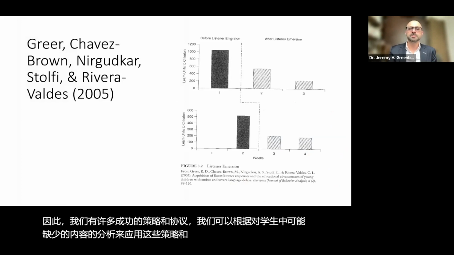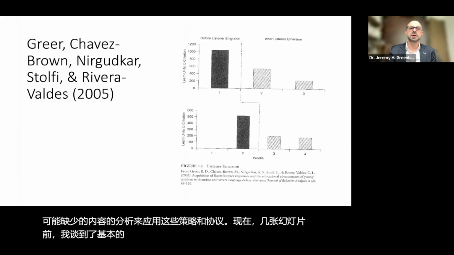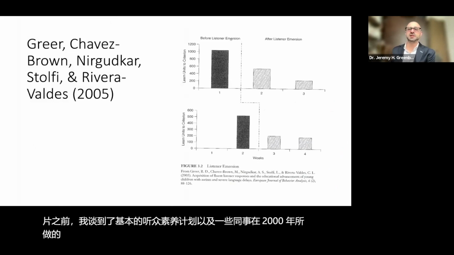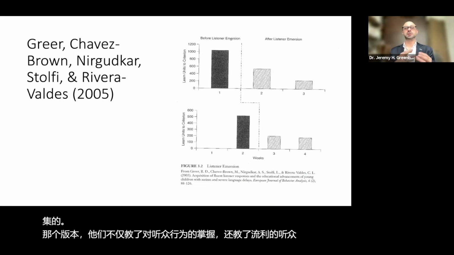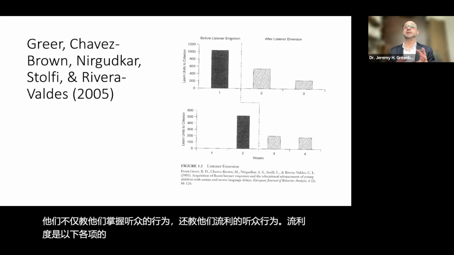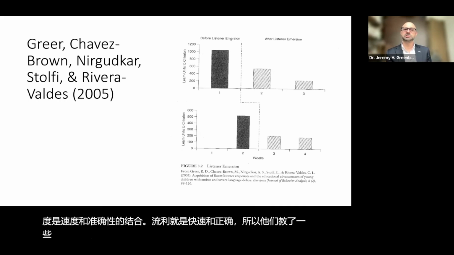Now, a couple slides ago, I talked about the basic listener literacy programs, and what some colleagues did back in 2005 was they did an intensive version of that where they taught not just mastery of listener behaviors, but fluent listener behavior. Fluency is a combination of both speed and accuracy. To be fluent is to be fast and correct. And so they taught some children to follow instructions super fast, 30 in a minute, in fact.